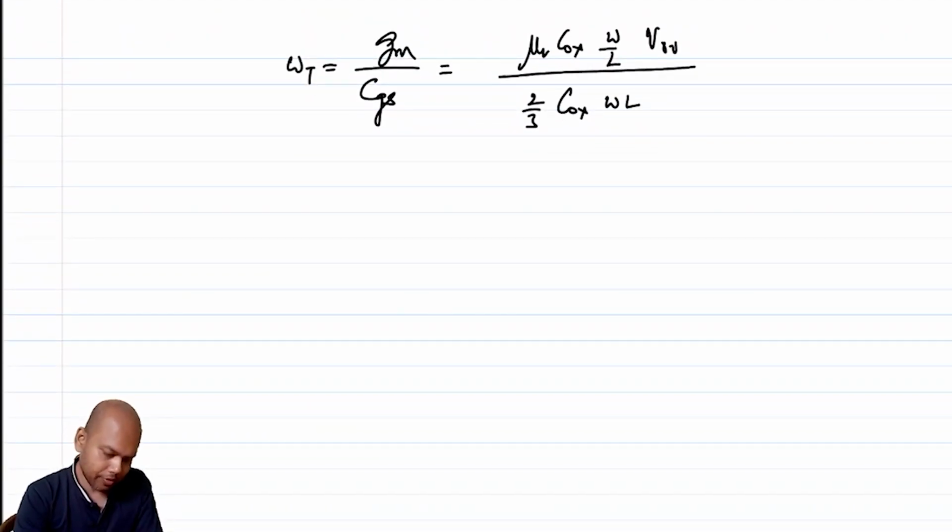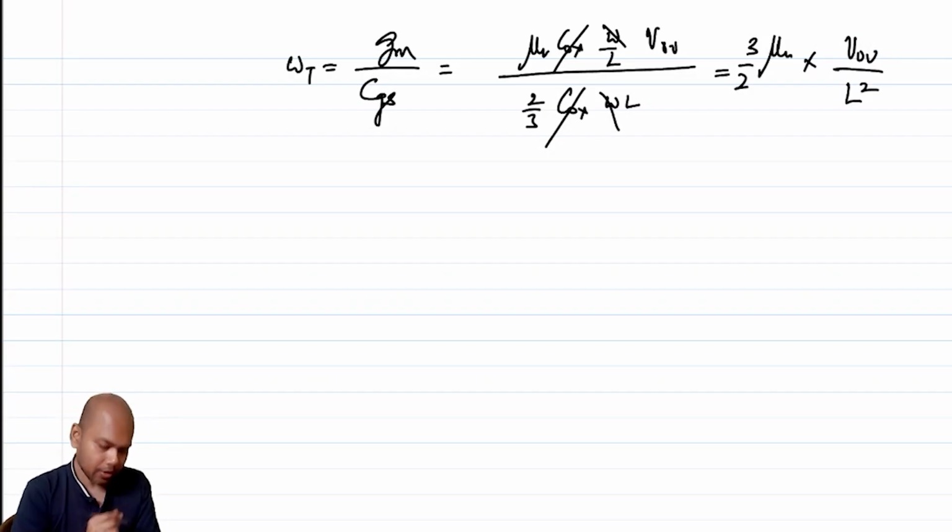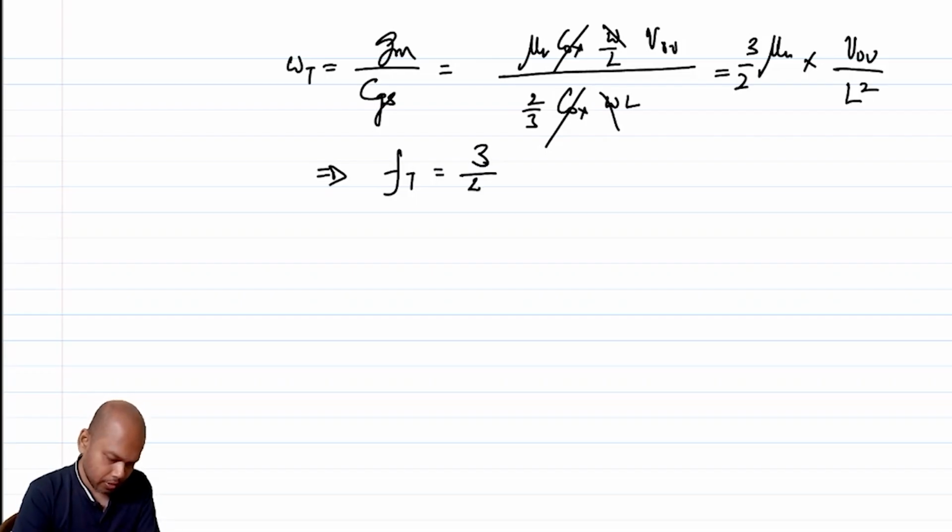So here what you see is that Cox goes out of the window, right? And W also goes off. So I get mu n 3 by 2 times V overdrive by L squared, right? Or in other words, my Ft is 3 over 4 pi times mu n times V overdrive by L squared.